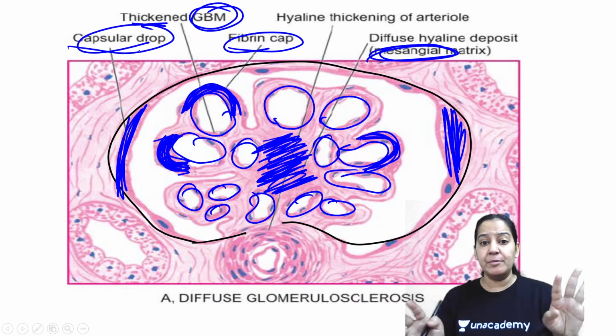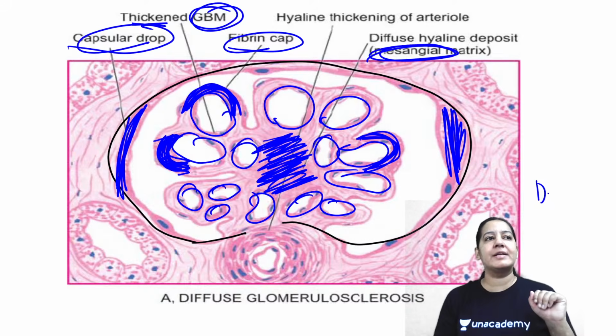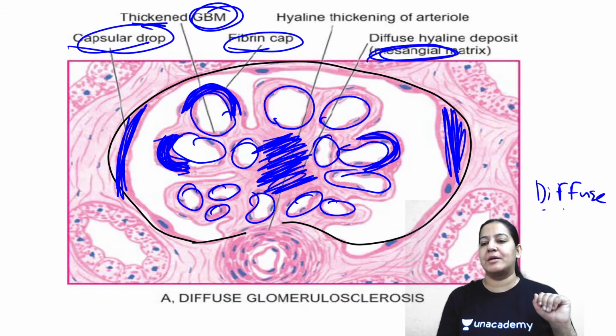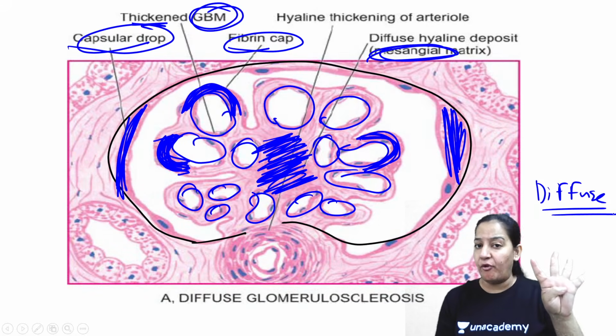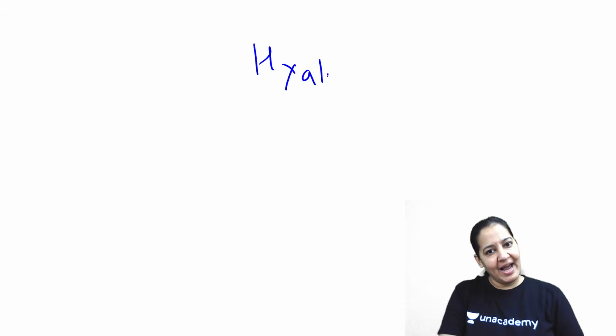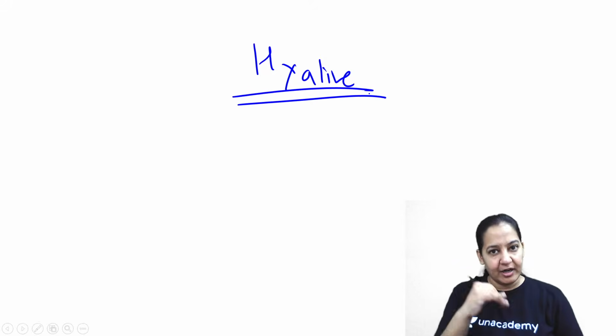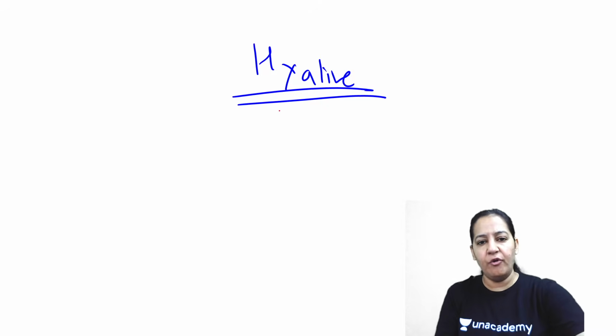So hyaline is deposited at 4 places. That's why it is known as diffuse. Everyone give me a thumbs up. Diffuse means hyaline is deposited at 4 places. So what are the 4 places? Hyaline is deposited inside the glomerulus at 4 places. What are the 4 places?